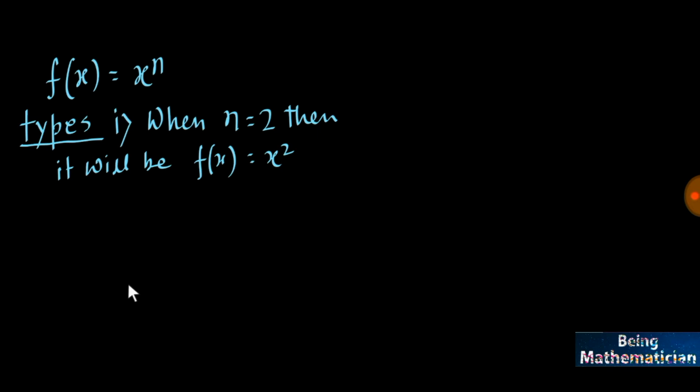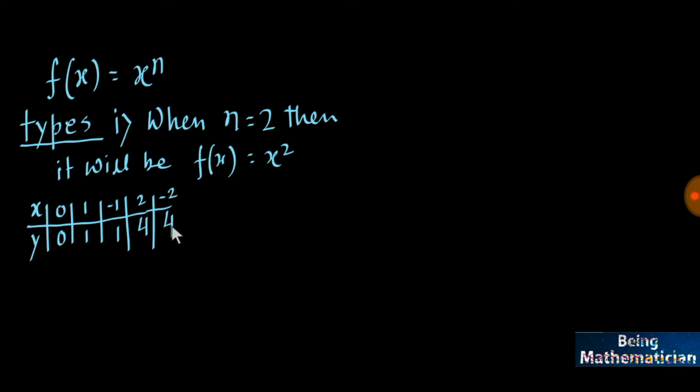So let's make a table to find its graph. This is x and this is y. So when x is 0, then y is 0. When x is 1, then y is 1. When x is minus 1, then y is 1. And when x is 2, then y is 4. And when x is minus 2, then y is also 4.